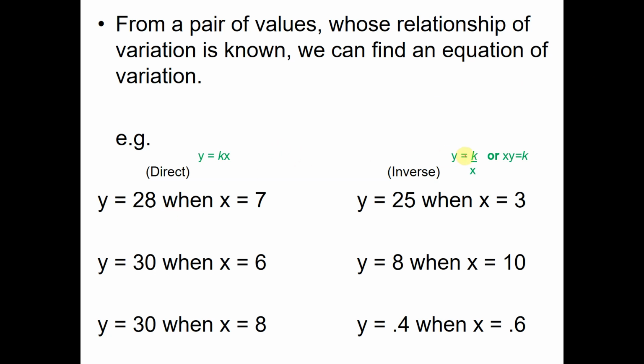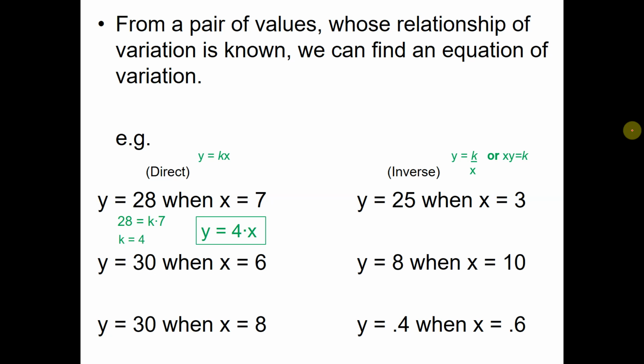So for direct variation, if we know the relationship is direct variation, that means that y equals k times x. That means that 28 is k times 7. That means that k is 4. And that means that y equals 4 times x.